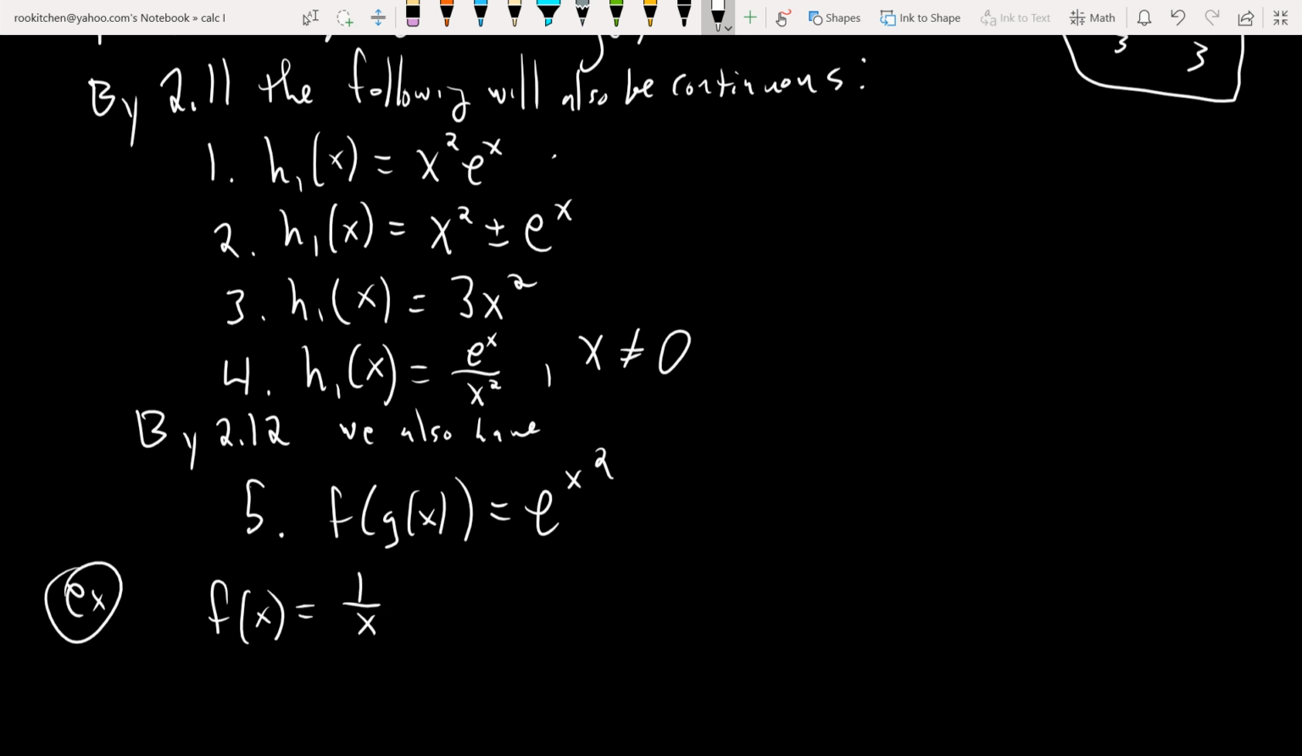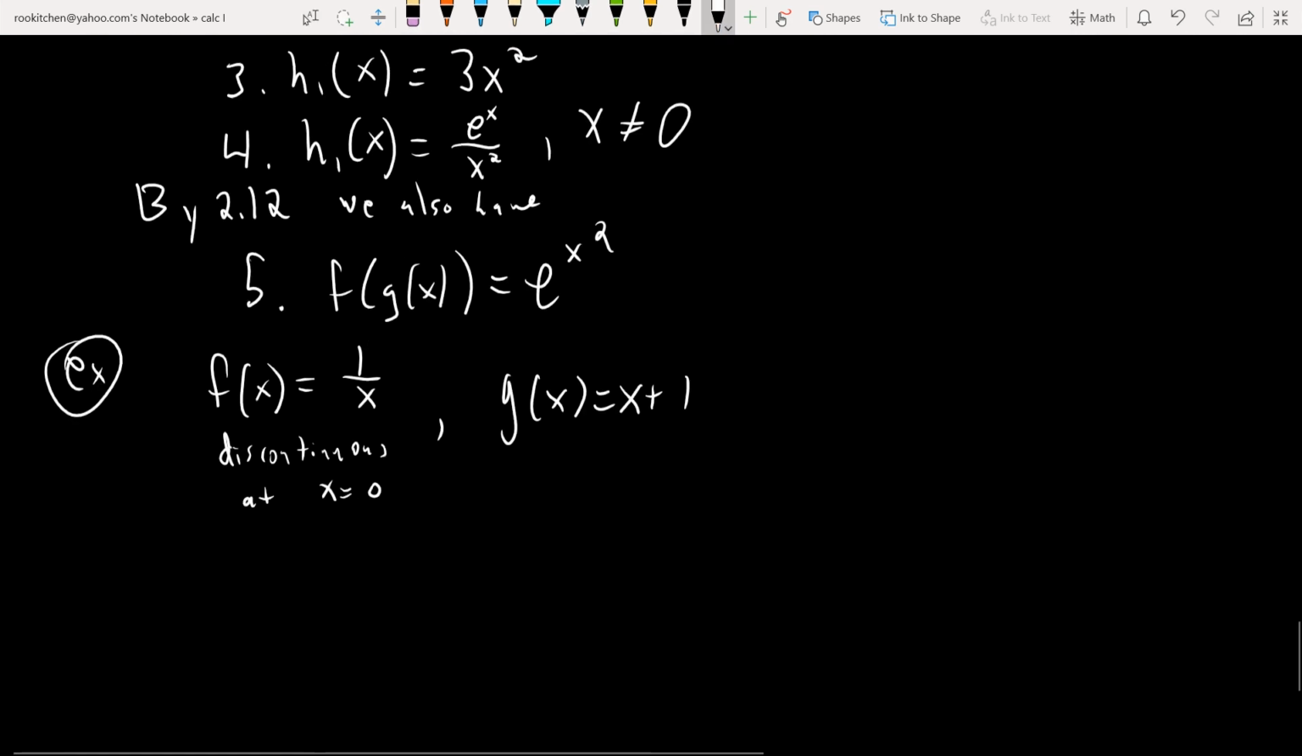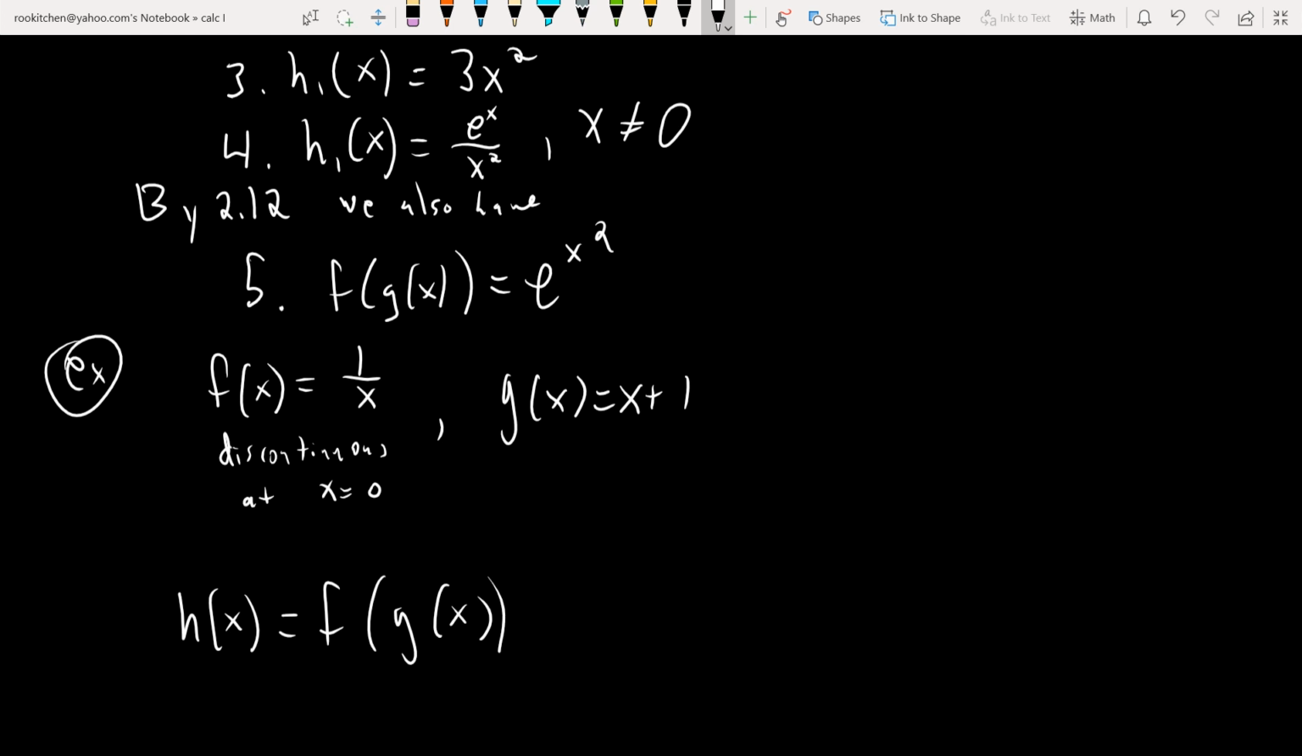Okay, so let's look at an example where we have kind of a composition of two functions. So f of x is clearly not continuous at x equals 0. g of x equals x plus 1. We want to describe the continuity of the composition of f of g of x. Okay, so is that thing continuous at 0? You would think maybe that wouldn't be continuous. Well, let's look at it. So we make this new function h of x, and we're going to say that that's equal to f of g of x.